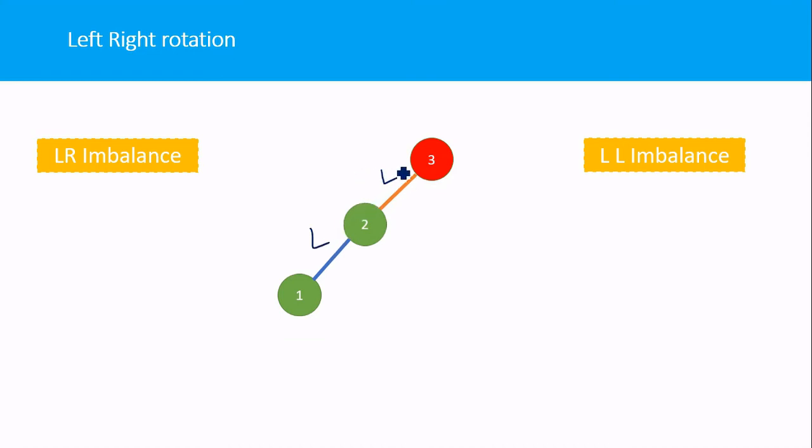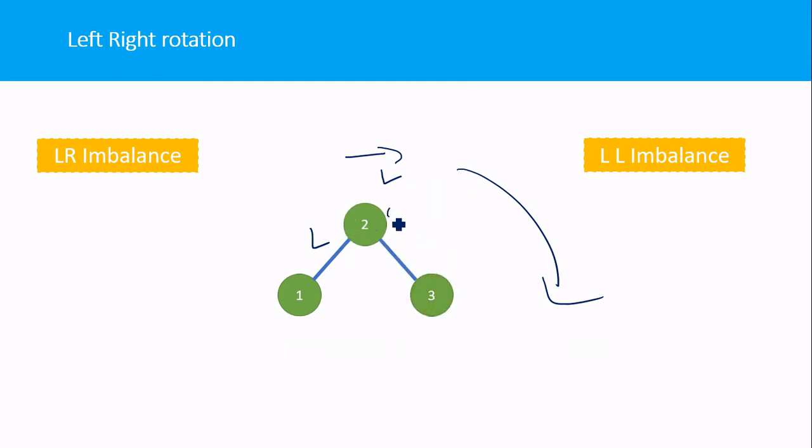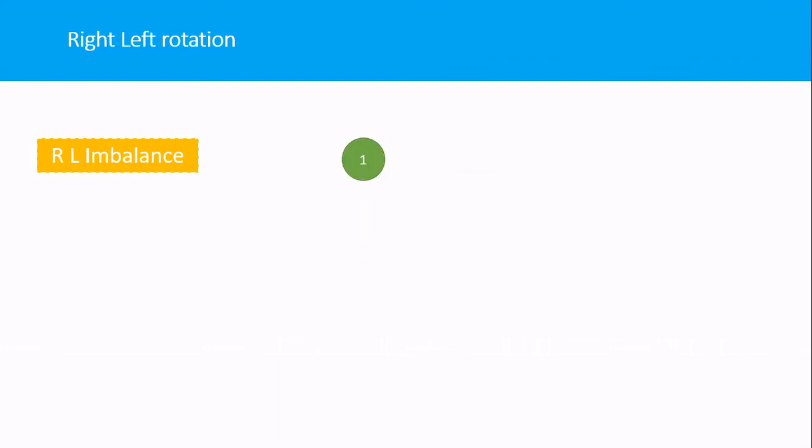And how do we solve an LL imbalance? Do a right rotation here. So node 3 will come down and attach as a right child of node 2. Now the balance factor of all the nodes is 0.